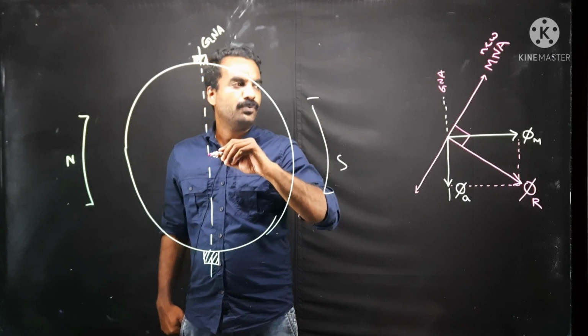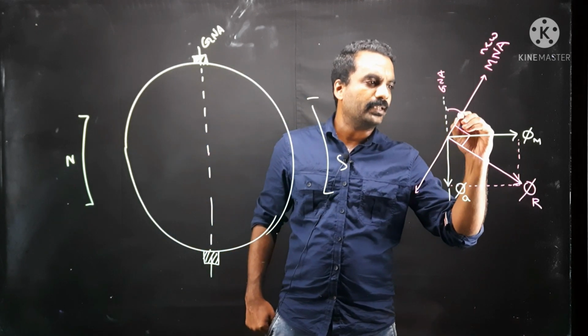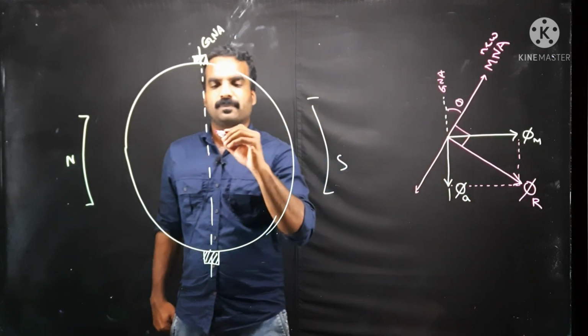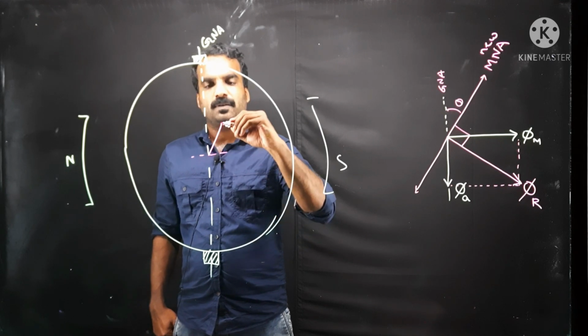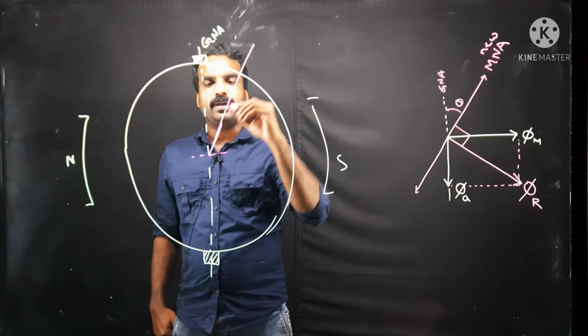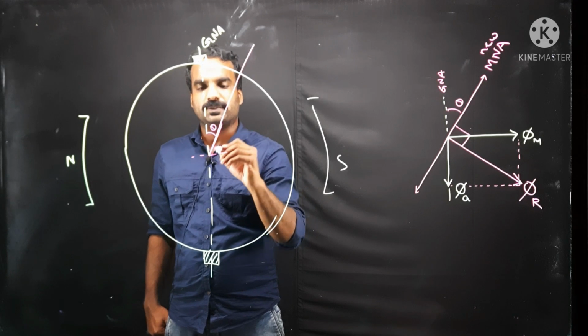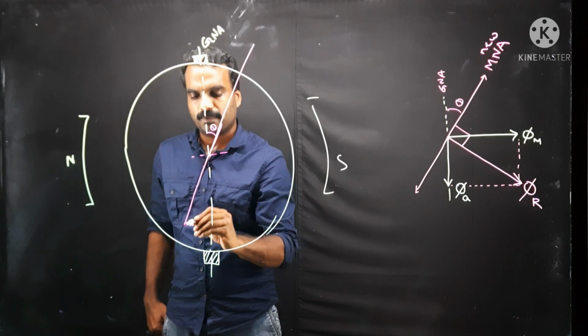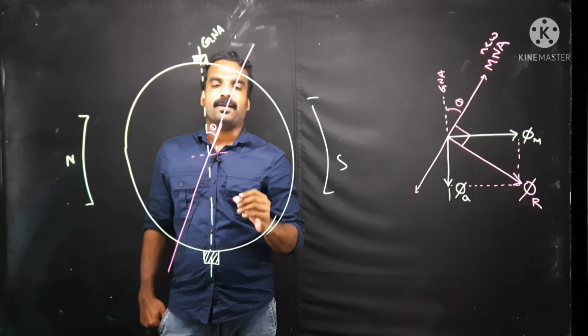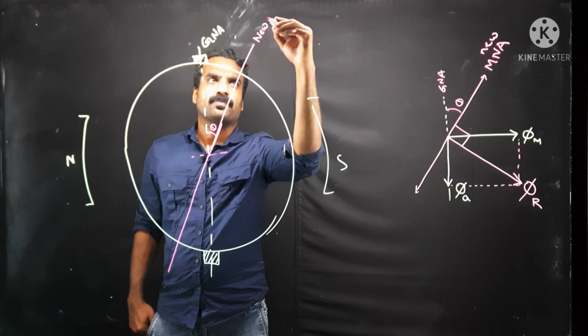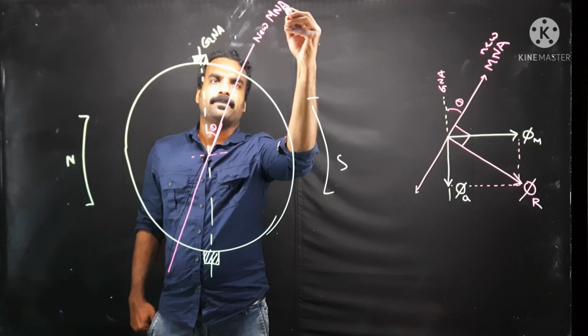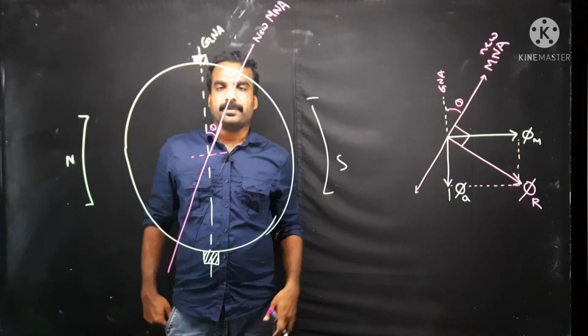I am going to draw the new MNA by measuring the theta degree. Approximately I am drawing here. This may be the theta. I am extending it backward. This will be the new MNA.